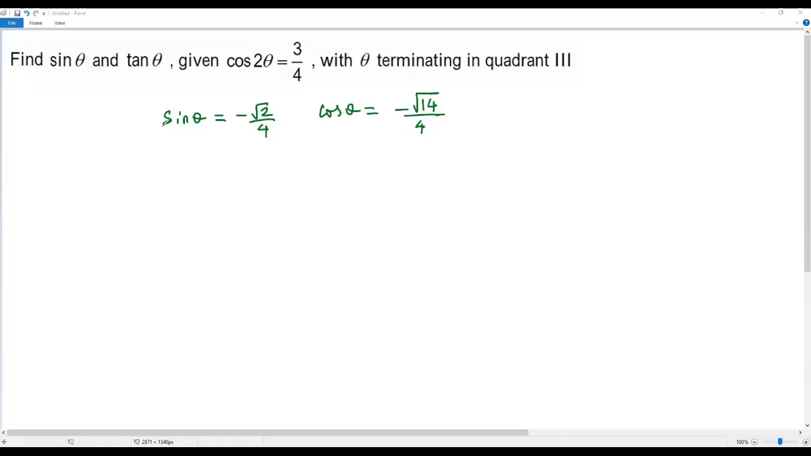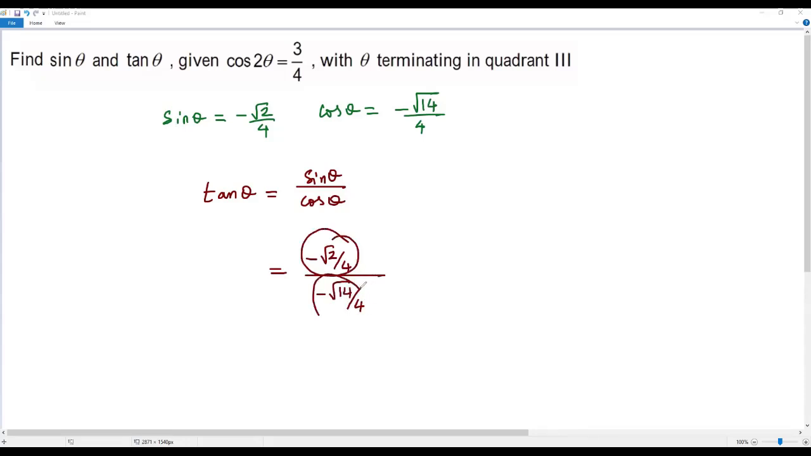Okay, here we have the value of sine theta. We already got it, that is negative square root of 2 over 4. And also we got the value of cosine theta, that is equal to negative square root of 14 over 4. Okay, now let's find the value of tangent theta. According to the question, we have to find the value of tangent theta. We know the formula for tangent theta, that is sine theta over cosine theta. For sine theta, we know the value, negative square root of 2 over 4. For cosine theta, we have the value negative square root of 14 over 4.